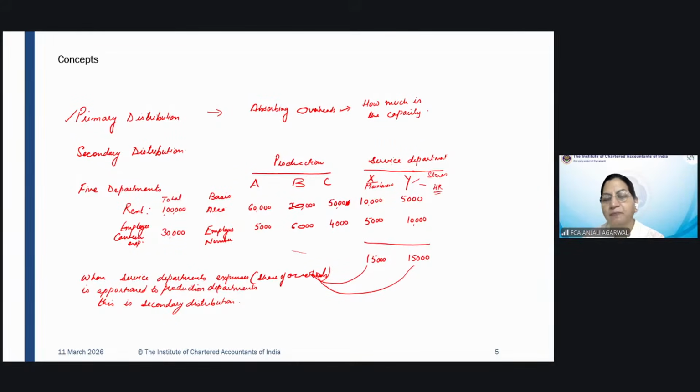So sometimes the benefit of a service department goes only to the production departments. Sometimes the benefit of the service department goes to all the departments, not just production department, but other service departments also. So if the benefit goes to, let's say, X is a service department and it is to be allocated in the ratio of 40%, 40%, 20%, it's simple that the benefit of X is going to A, B, C in the ratio of 4:4:2.